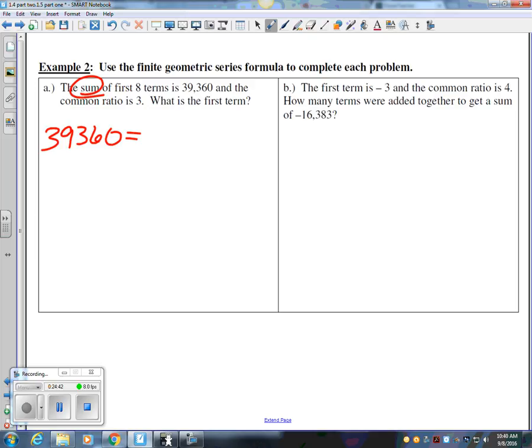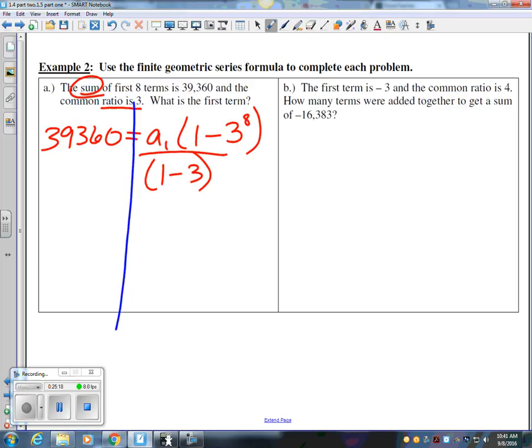Equals, guys, do I know A1? No. 1 minus, do I know R? It's 3. The ratio is 3. Do I know N? 8. We'll get to it after this. If you just want to pay attention to these two, and then I can help you. And then on the bottom, 1 minus what? 3. Okay. All right, I've only got one letter, so is it solvable? Yes, it is solvable.